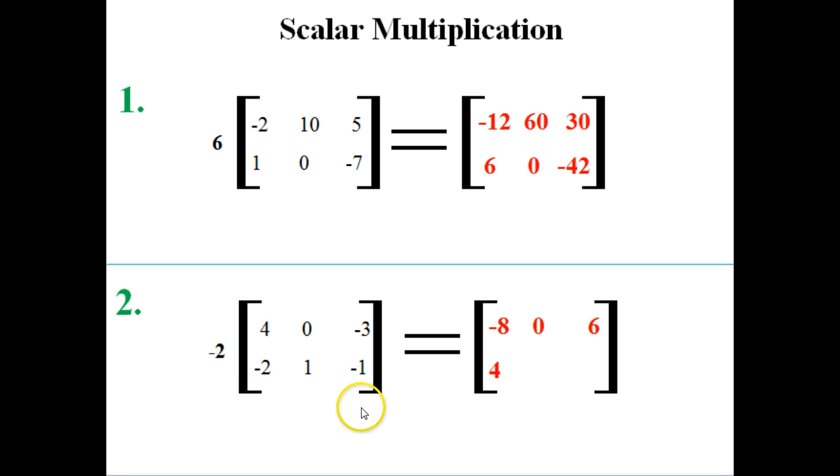Negative 2 times negative 2 would be a positive 4. I'll write that in the bottom left. Negative 2 times 1 is negative 2. I'll write that in the center bottom because my 1 was found in the center bottom. And then negative 2 times negative 1 would be a positive 2. I'll write that in the bottom right because my negative 1 was here in my bottom right. Those will be my final answer on this one and this one both.